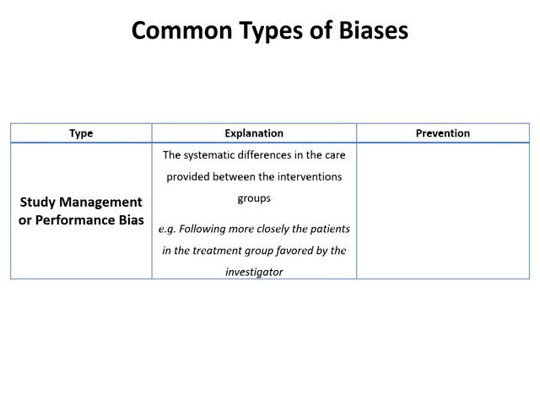Another type of bias is study management bias or performance bias. This happens when there is a systematic difference in the care provided between the two intervention groups. That means when you follow more closely the patients in your favorite groups compared to other groups. So you are creating a difference in the care providing or in the management between the two groups. This can be prevented by blinding, so you don't know which group is which, and by standardization of procedures, or when you have a fixed protocol of treatment for the two groups.